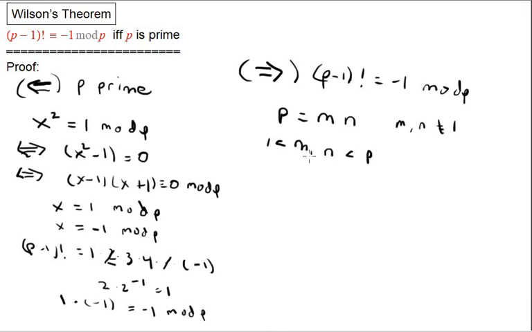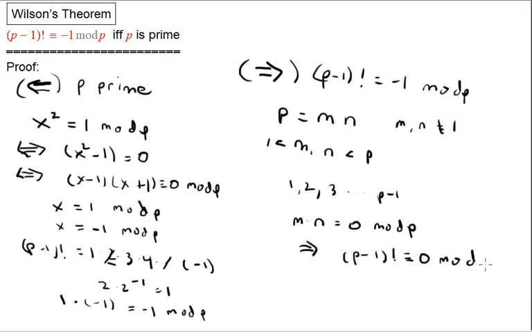So these two elements, therefore, are somewhere inside the range from 1, 2, 3 up to P minus 1. Therefore, you've got m times n is equal to 0 mod P, which implies that (P minus 1) factorial is equivalent to 0 mod P. Contradiction. Therefore, P must be prime.